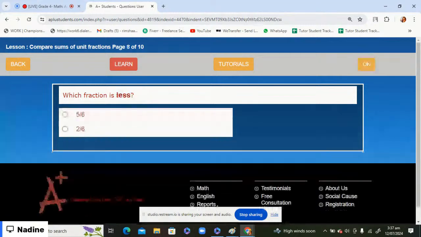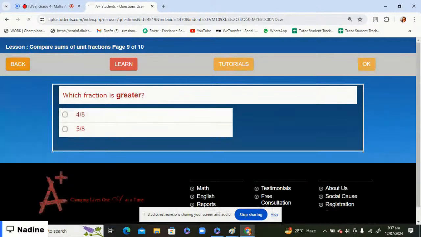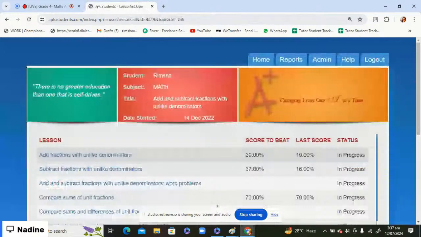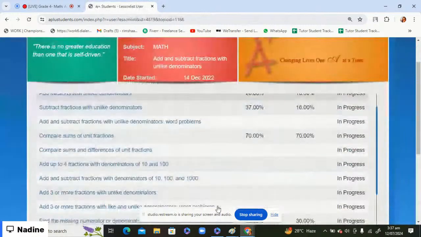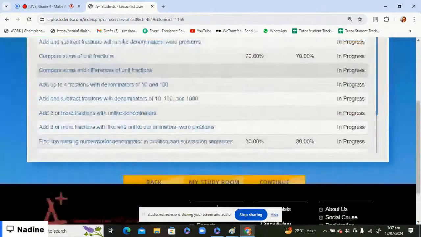Okay. Now, which fraction is less? 5 by 6 or 2 by 6? 6 and 6 are both the same. Here 5 is greater and here 2 is less. So we can go with option 2 by 6. Hope you guys understand this lesson as well. Solve the rest of the test questions by yourself. Now let's start the next lesson. Okay, let's do that. So compare sum and difference of unit fractions.